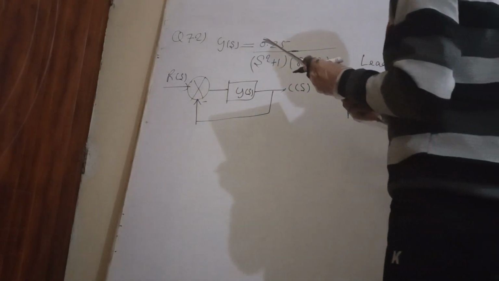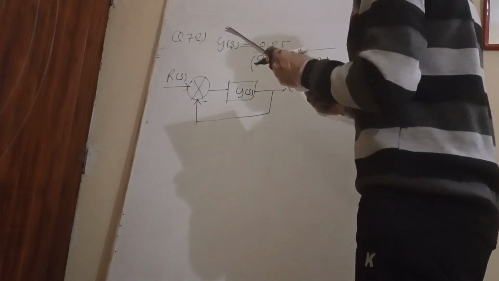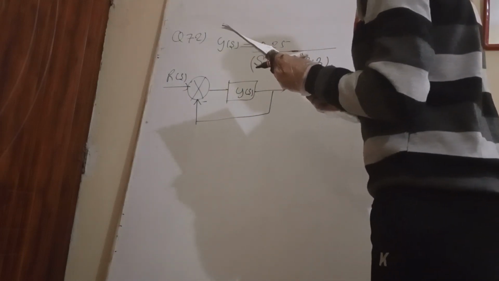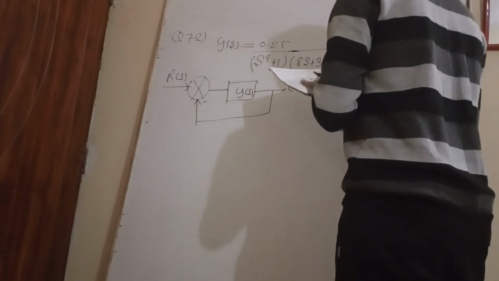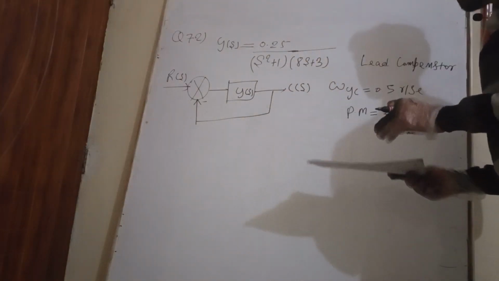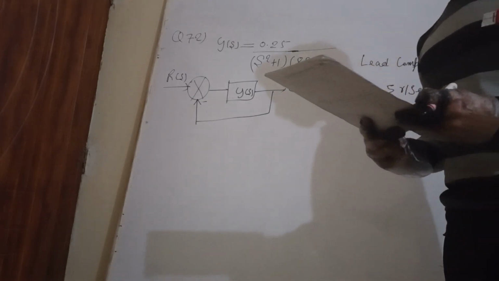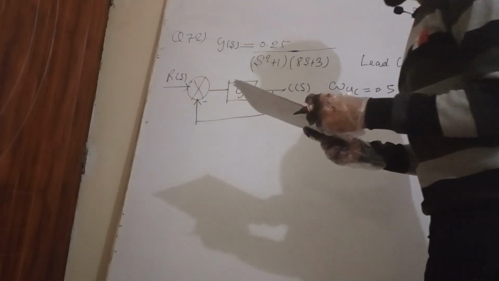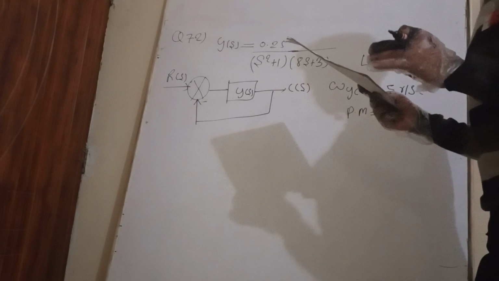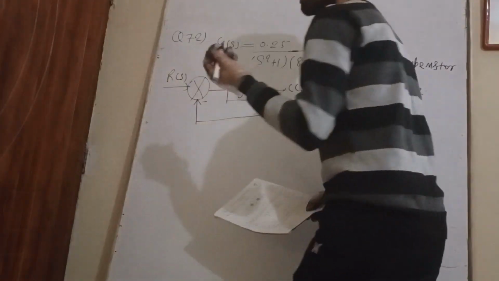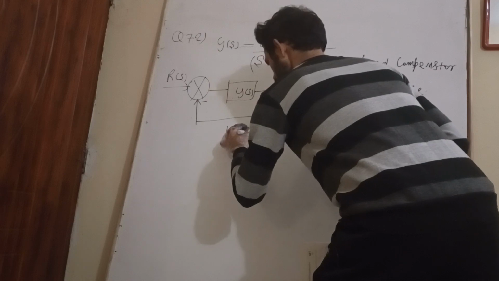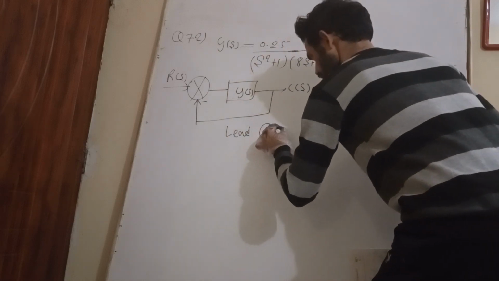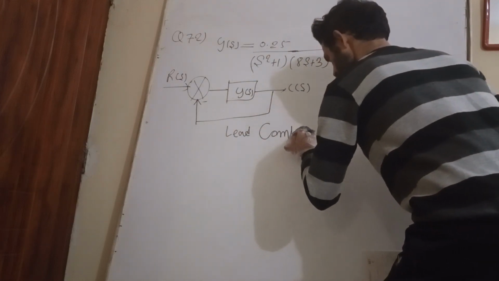So for the unity feedback system, which of the following transfer functions is correct for the lead compensator aimed at achieving gain crossover frequency 0.5 radian per second and phase margin 30 degrees? First of all, we should know what a lead compensator is.